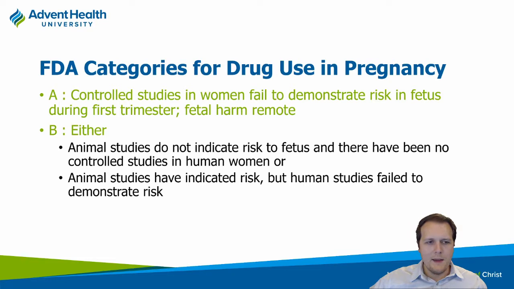Something can be categorized as category B if it has animal studies that don't indicate any risk to the fetus, we don't have any controlled studies on human women, and obviously we don't have any reports of damage being done to a fetus. Or, if we have animal studies that do indicate some degree of risk, but we have human studies that don't demonstrate any. So we've seen some risk in animals, but in humans we've had good enough studies to say, no, this is really unlikely to be a problem. Most of these things are really safe to give to pregnant patients. I would feel comfortable giving this to my wife if she was pregnant, right? So pretty safe.